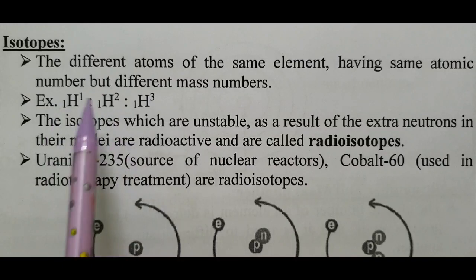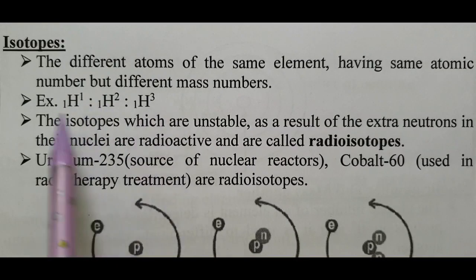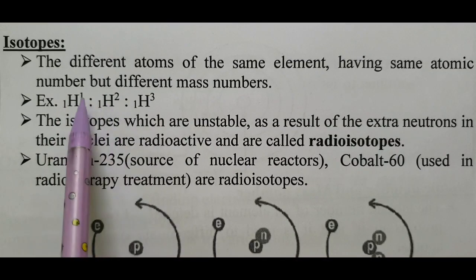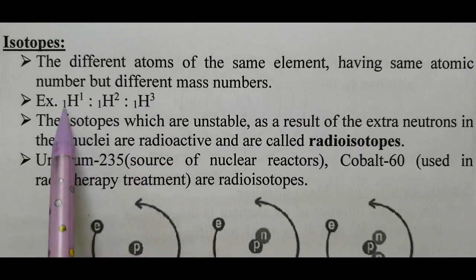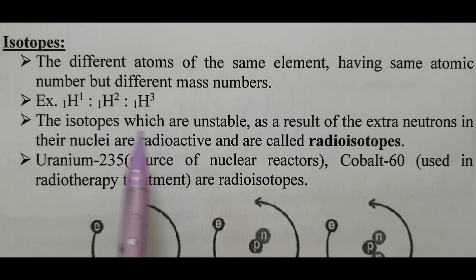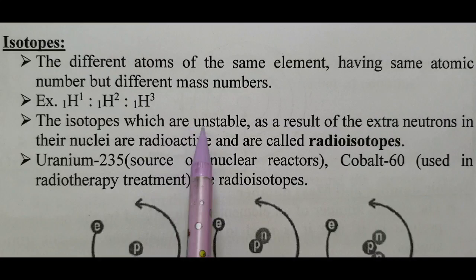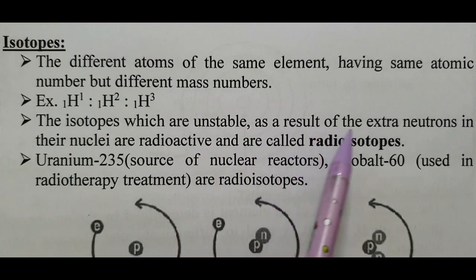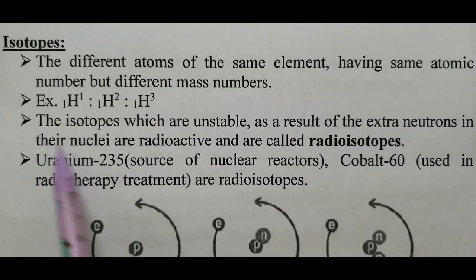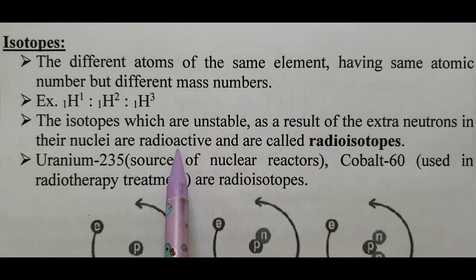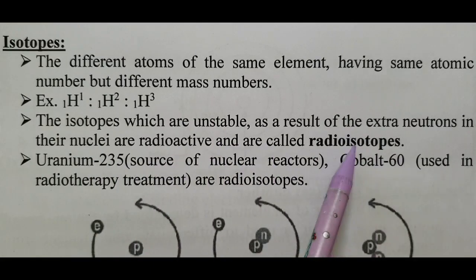For example, hydrogen has 3 isotopes. Same atomic number 1, different mass numbers 1, 2, 3: protium, deuterium, tritium. The isotopes which are unstable as a result of the extra neutrons in their nuclei are radioactive and are called radioactive isotopes.